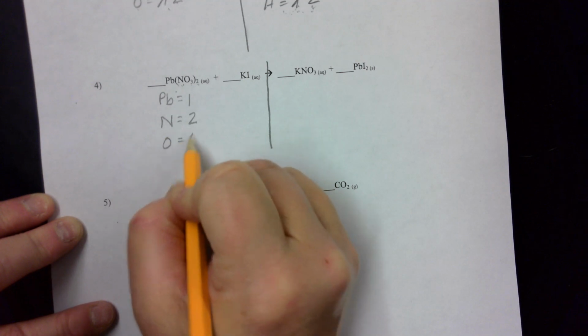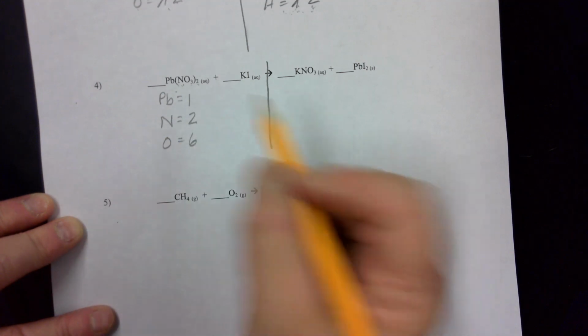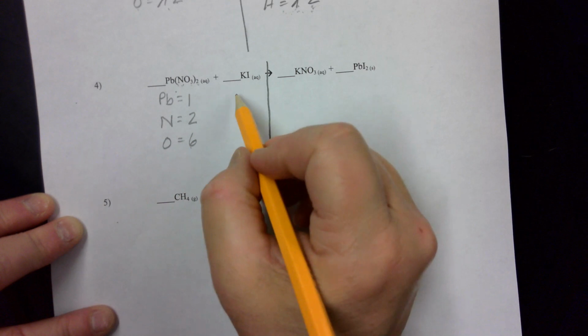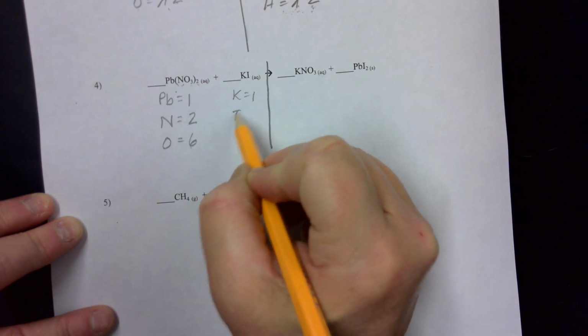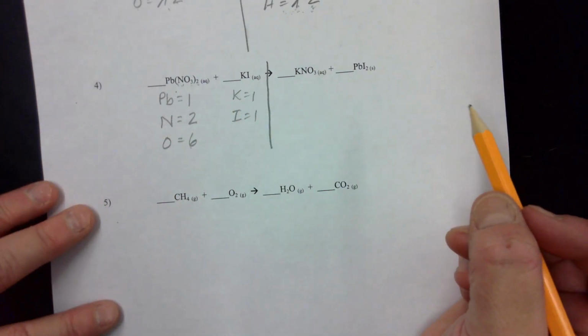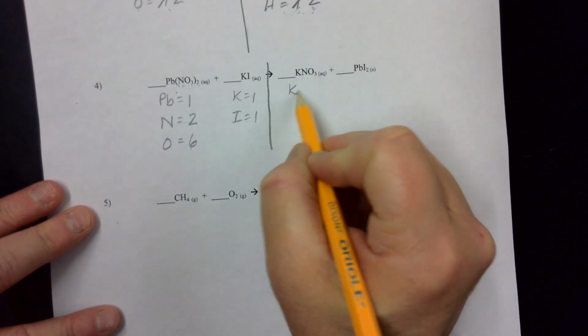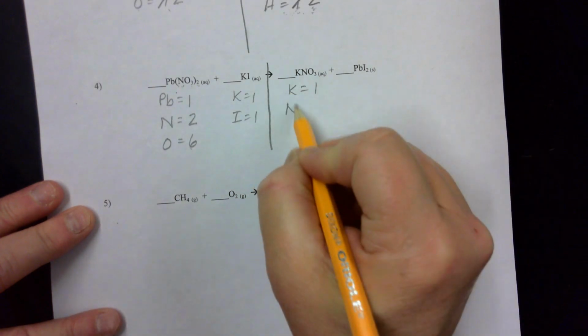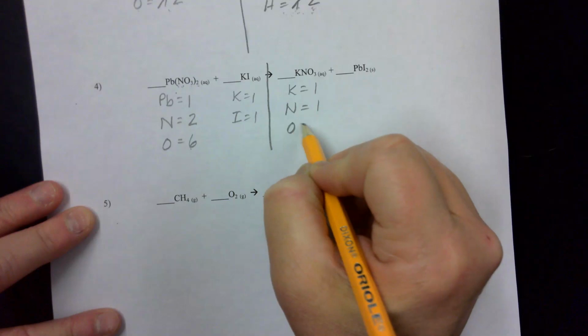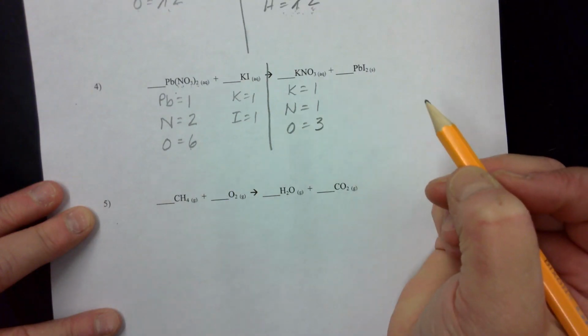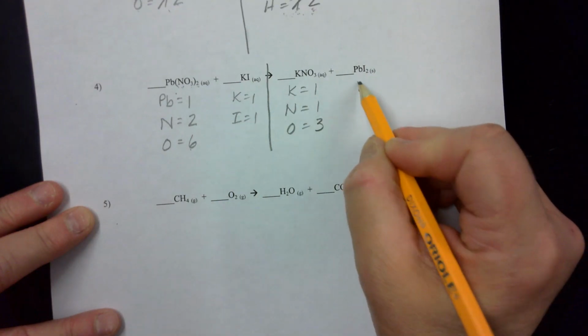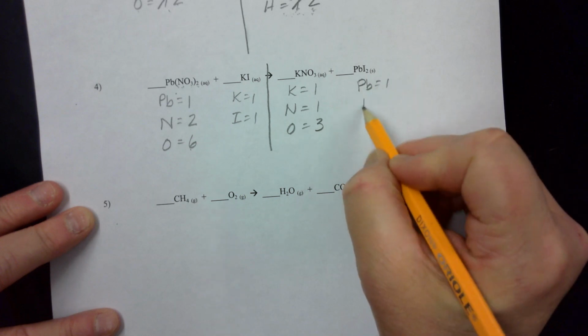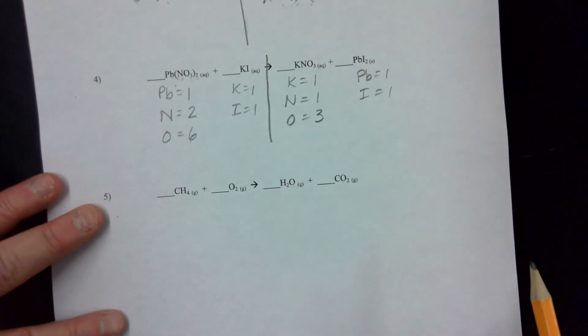And oxygens, I've got 6. 3 times 2 is 6. KI, I've got 1 K and 1 iodine. KNO3, I've got 1 K, 1 N, and 3 oxygens. Over here in this molecule, I've got 1 Pb, and I've got 1 iodine.